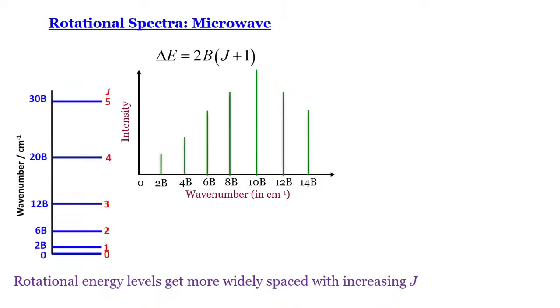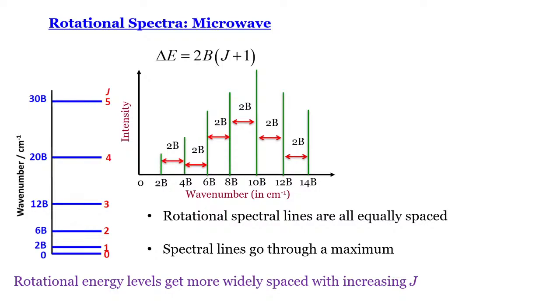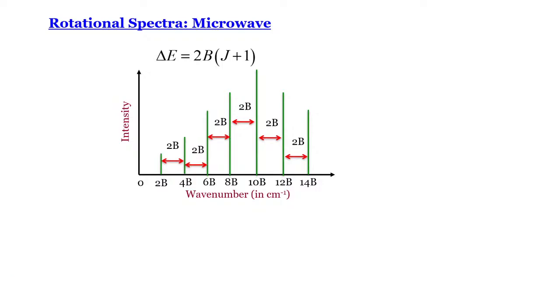Alright. So that is one aspect of the spectrum. The other aspect of the spectrum is the y-axis, intensity. The spectral lines, as we have drawn them, go through a maximum. Why do they go through a maximum? Because the intensity of a spectral line depends on the population of each of the levels, and each level has a degeneracy of 2J plus 1.